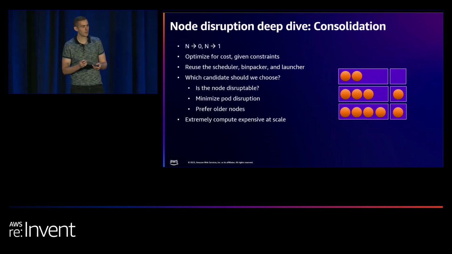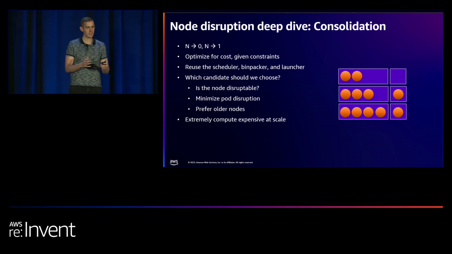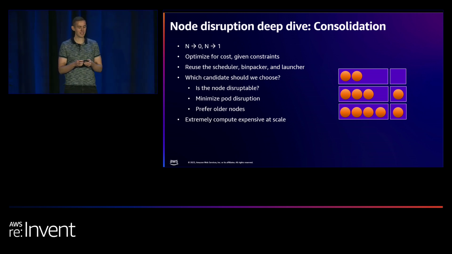So consolidation is a voluntary action. We want to lower the cost but we're trading off availability. How do we make sure that we don't disrupt pods, but we compress the cluster as much as possible? And this is, again, another one of our NP-hard problems. And it's pretty complicated. I'll do my best to kind of walk you through some examples here so you can get a sense for what are all the decisions that Karpenter's making.